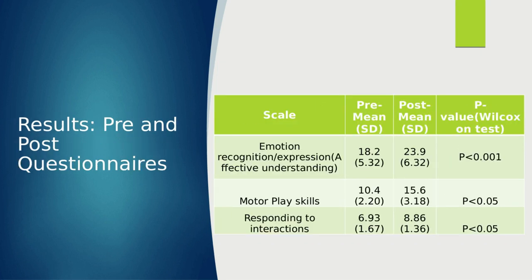And then at the beginning of the intervention and at the end, the parents and teacher were asked to complete pre and post questionnaires to assess the effectiveness of the developed tool on the social skills of the participants. The questionnaire consists of 16 items, including 3 skills: affective understanding, which is emotion recognition and expression, motor skills and play skills, and finally, responding to interaction. The outcome from parents and teacher questionnaires suggests that there is an improvement in the participant social skills. As shown in the table, the difference between the mean and the standard deviation in the pre and post questionnaire, or before and after the intervention.